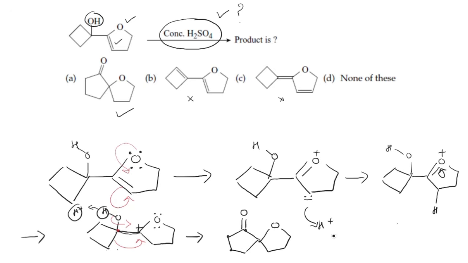And what is this compound? This is a spiro compound, a bicyclic compound, but one ring is an ether, the other one is a ketone. And where do we have it? Option A. Hence the correct answer is option A.